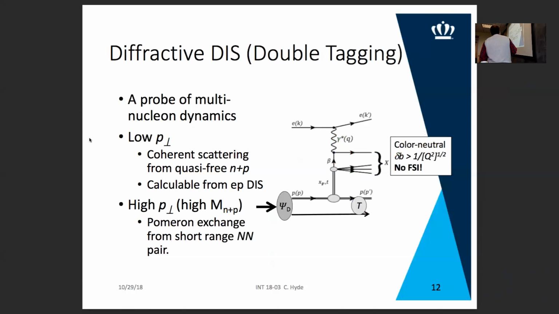So in diffraction, you have some scalar, isoscalar exchange, which is not necessarily perturbative. I mean, it could be a perturbative gluon ladder, but it can be something non-perturbative. And then you do deep inelastic scattering on that. But the thing that's important in thinking about incoherent diffraction on a nucleus is that this hadronic final state is created small and it's created color neutral.